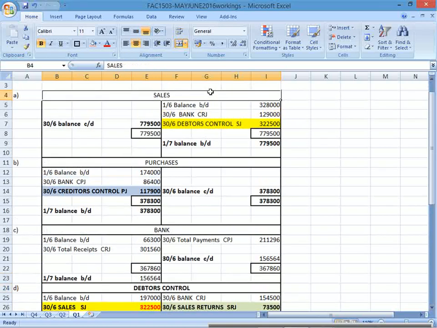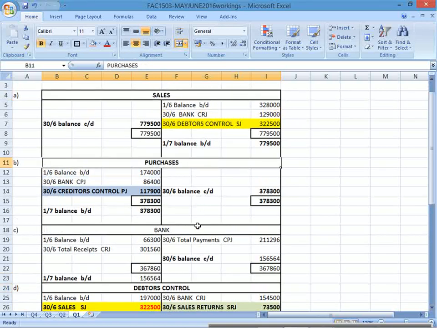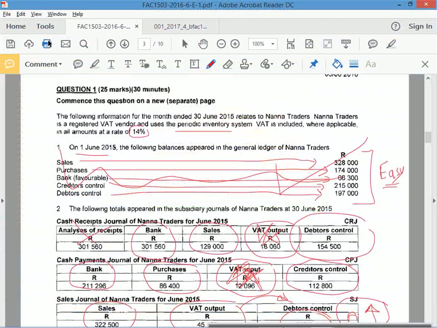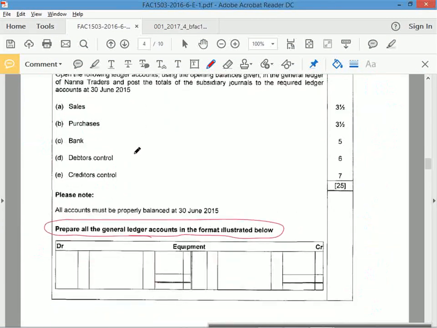Just to ask, are we always going to leave the cash receipts and cash payments like that? No, if they asked you for the VAT T accounts, then you'd have to draw them up. They didn't ask for the T accounts in this question, so I'm not going to draw it up. You only do the accounts that they ask you for. That account, that account, that account. You don't look at other accounts that aren't being asked for.